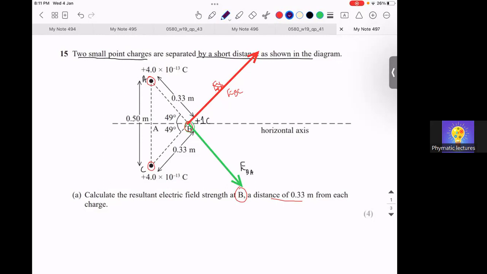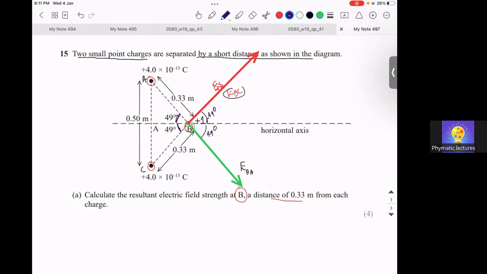Then you can use some basic mathematics here. Vertically opposite angles are the same. So if this angle is 49, definitely this angle is also 49 degrees. Hope you got it. Now you can resolve this electric field. Why? Electric field is a vector quantity, so we can resolve this into two components.